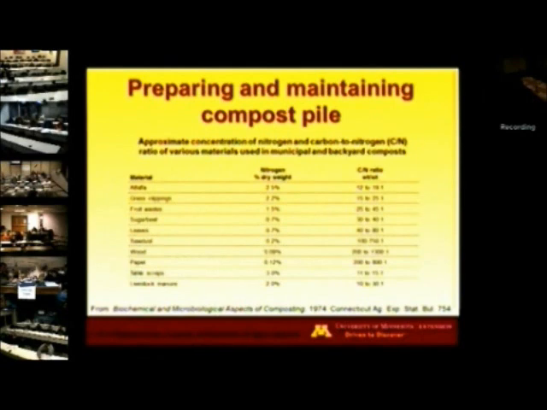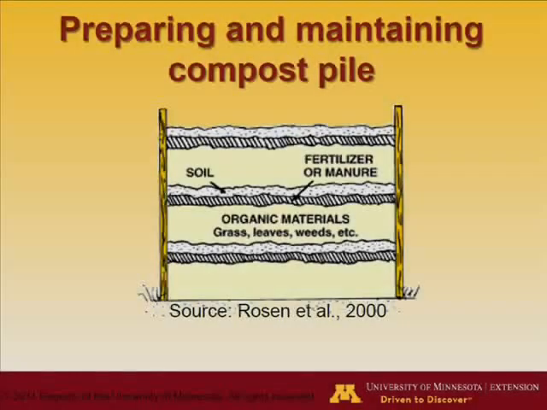Now here's that table I promised you. So here we have the approximate concentration of nitrogen and carbon to nitrogen ratio of various materials. If you look at alfalfa, you can see the nitrogen percent dry weight is 2.5, and the C/N, or carbon to nitrogen ratio, weight to weight, is 12 to 19. So rather high in nitrogen. Grass clippings, pretty high in nitrogen, again 2.2%. So again, good to leave them on your lawn. Low C/N ratio of 15 to 25.